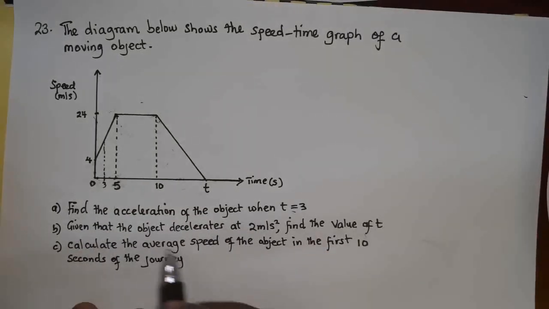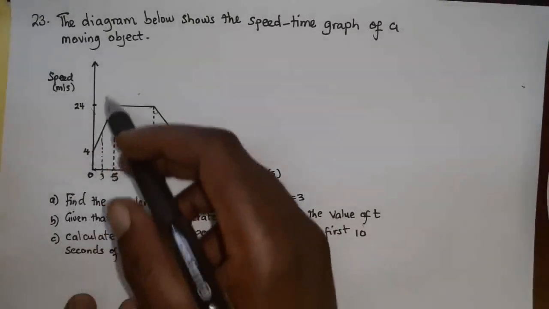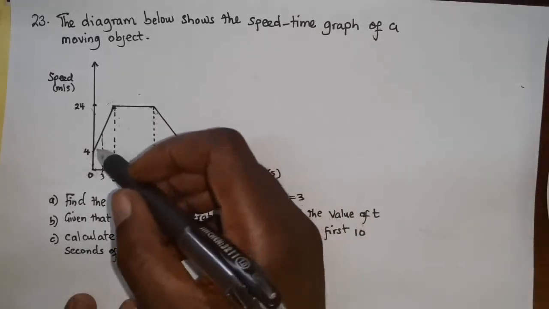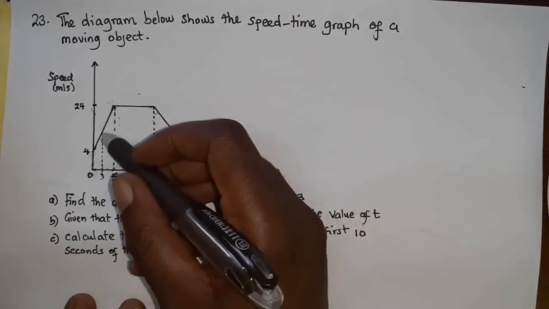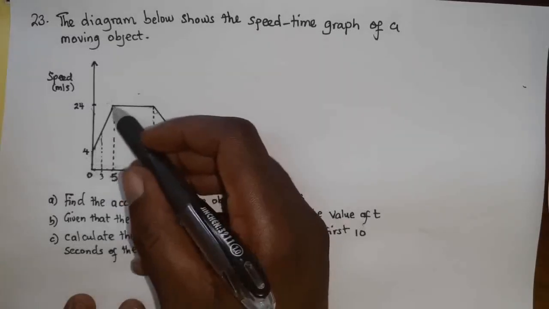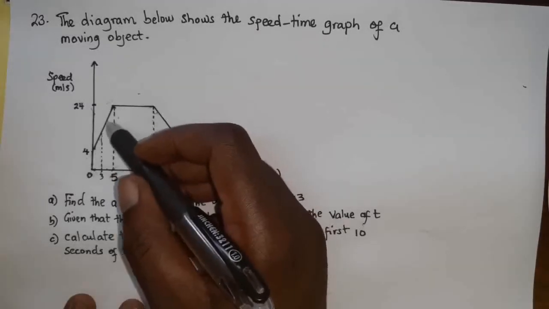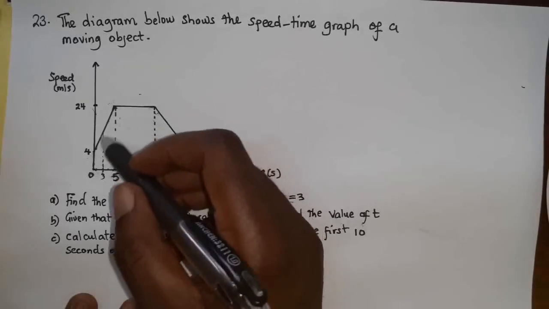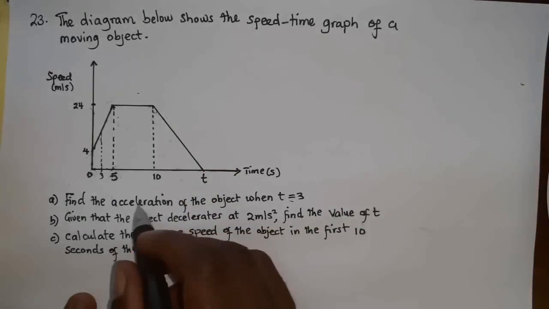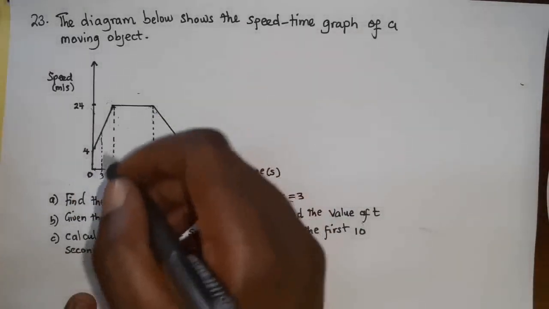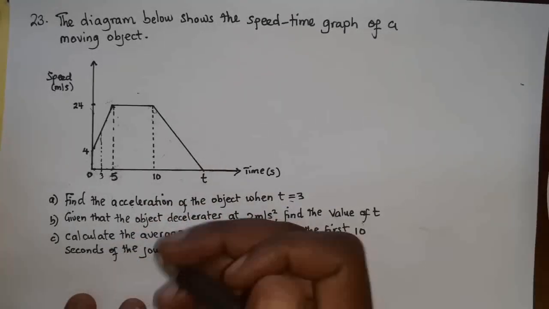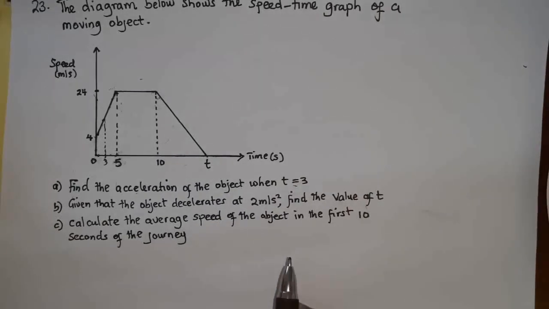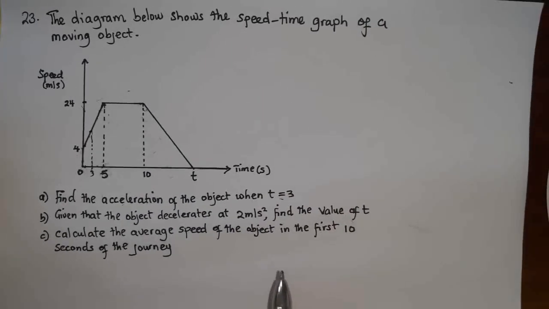Now, acceleration is the same as the gradient here. So all the points on this line have the same acceleration. Acceleration is the same as the slope, the steepness or the gradient. So at any point here, the gradient is the same.